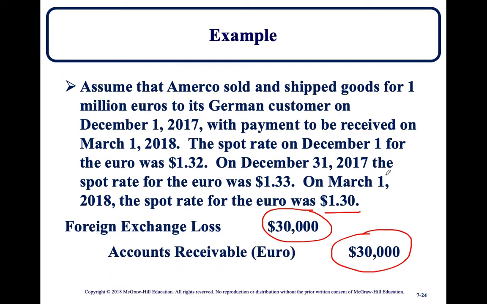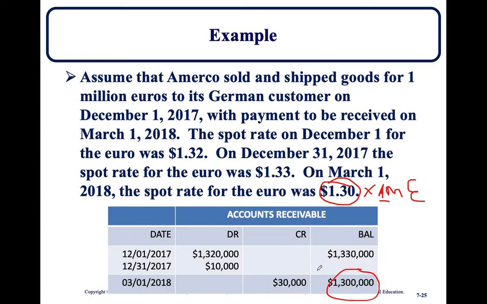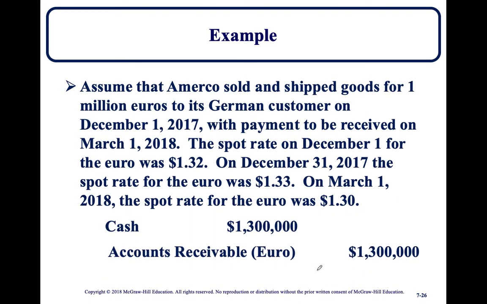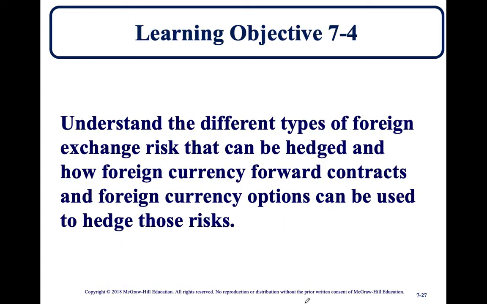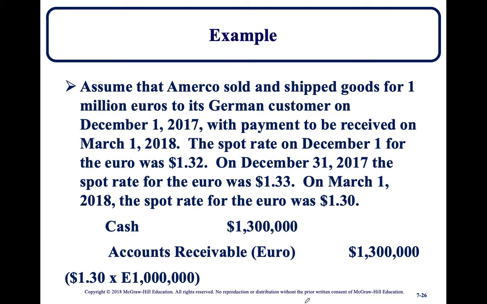And then on March 30th is actually good news for me if I was the importer, because the rate had decreased. And so that means in this case, I would reduce my accounts payable and I would credit a foreign exchange gain. So my last entry would be a debit to accounts payable for 1.3 and a credit to cash for 1.3. So that should be mirror images for the exporter and the importer.